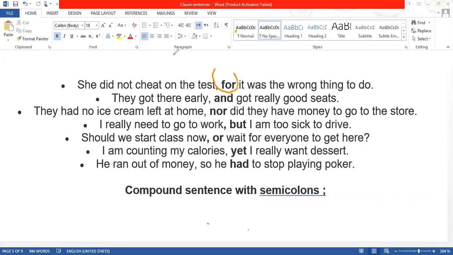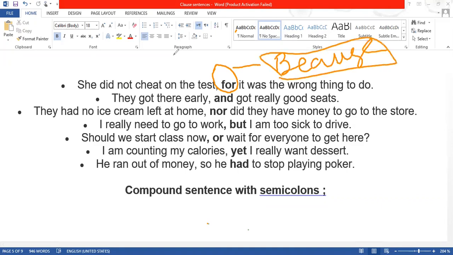Another thing is this "for." In Old English or in poetry, if you read poems, they use this "for" instead of "because." In formal English, we do not use "because"; otherwise it gives you the same meaning. You can use "because" in spoken English, but in formal English we use "for." Now this one, "yet." Yet is also like "but," but we use it for emphasis. For example, I'm counting my calories, yet I really want dessert. Yet means you emphasize something.